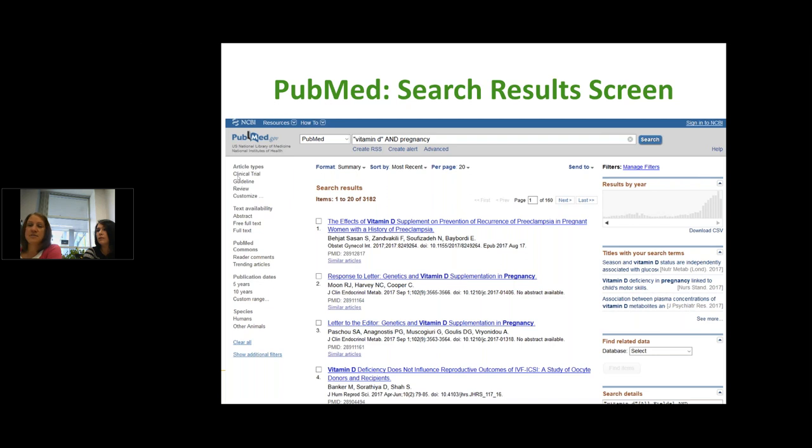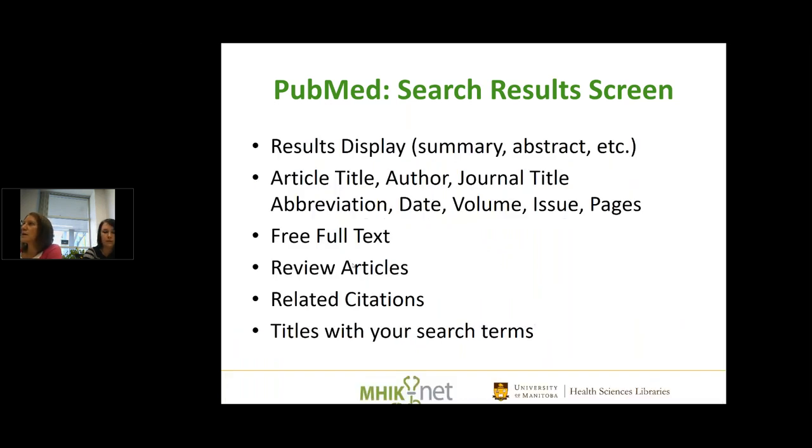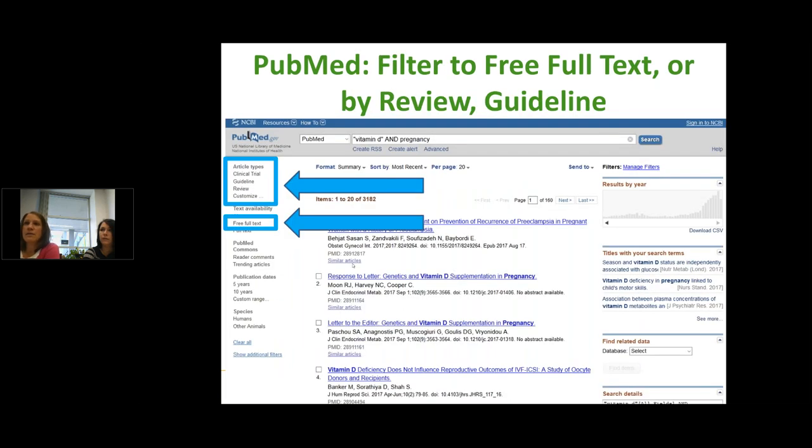And on the left-hand side, we're going to talk through some of those limits. Here we are on the left-hand side. You can see it tells you that you can filter by article type. So if you only wanted guidelines or review articles or other kinds of articles, you can click on those. You can also limit to free full text. And this is something that I know for you in the regions, and Manitoba Health, if you need a full text article today or in the next hour, this is a great way to find it.